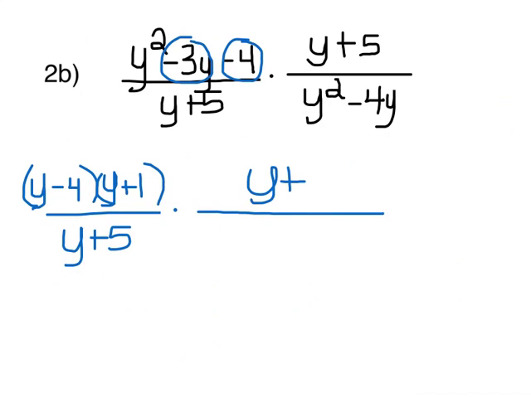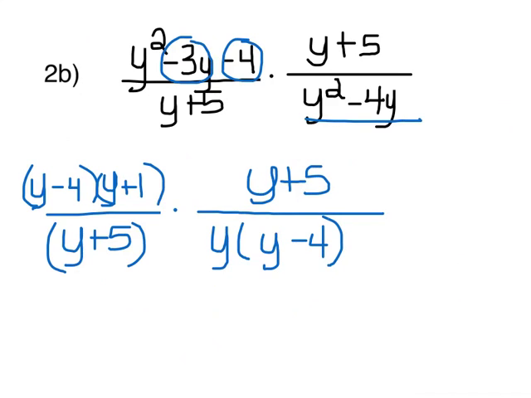Here we have y plus 5. And then in our denominator here, this factors into y times y minus 4. Remember that you're just taking out a GCF of y. Now we can reduce. Let's look for expressions that can be reduced together. We have a y plus 5 in the numerator with a y plus 5 in the denominator. We have a y minus 4 in our numerator with a y minus 4 in our denominator.